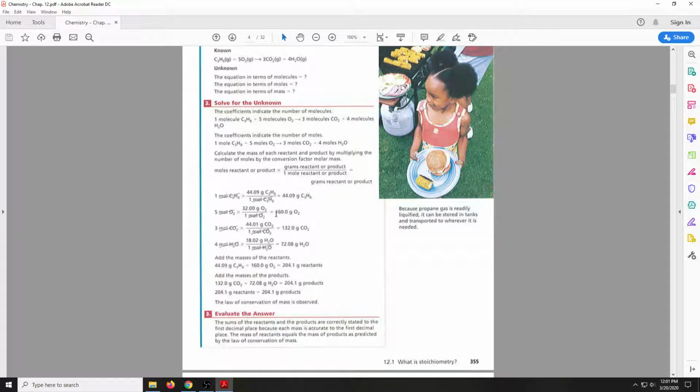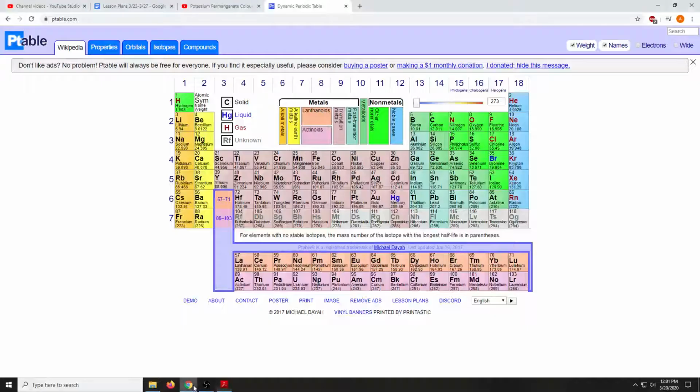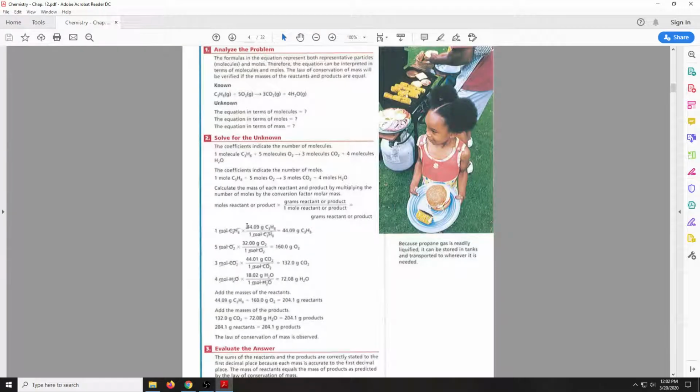Okay? So using the same kind of setup that we did last time for our last chapter, if I have 1 mole of C3H8 and I want to find out how many grams it is, I need to multiply it by its molar mass. How do I find the molar mass? Well, there's 3 carbons and 8 hydrogens, right? So there's 3 carbons, 3 times 12, and 8 hydrogens, 8 times 1. Add all that up, we get 44.09. So 1 times 44.09 is, of course, 44.09 grams.